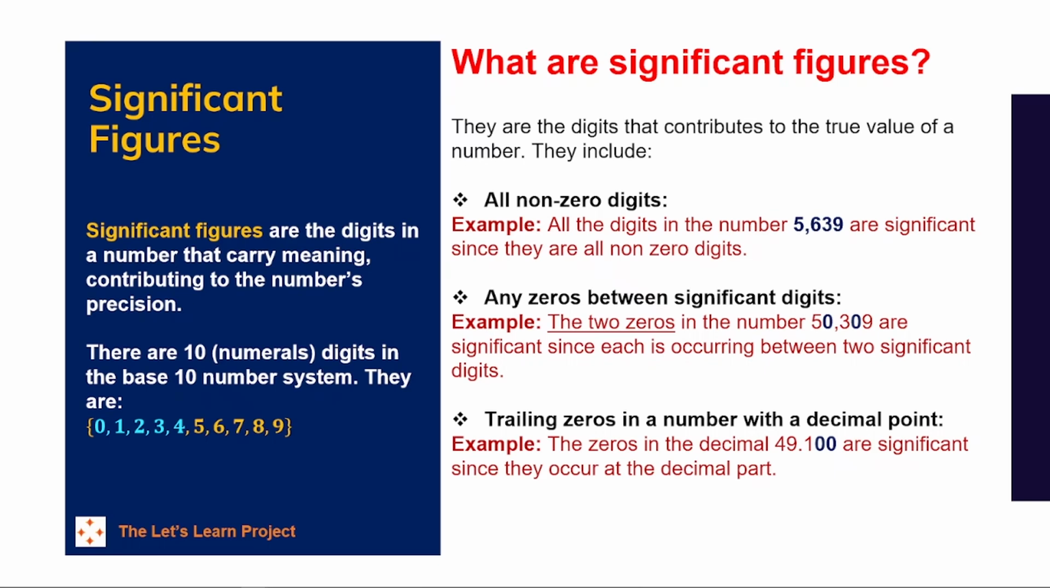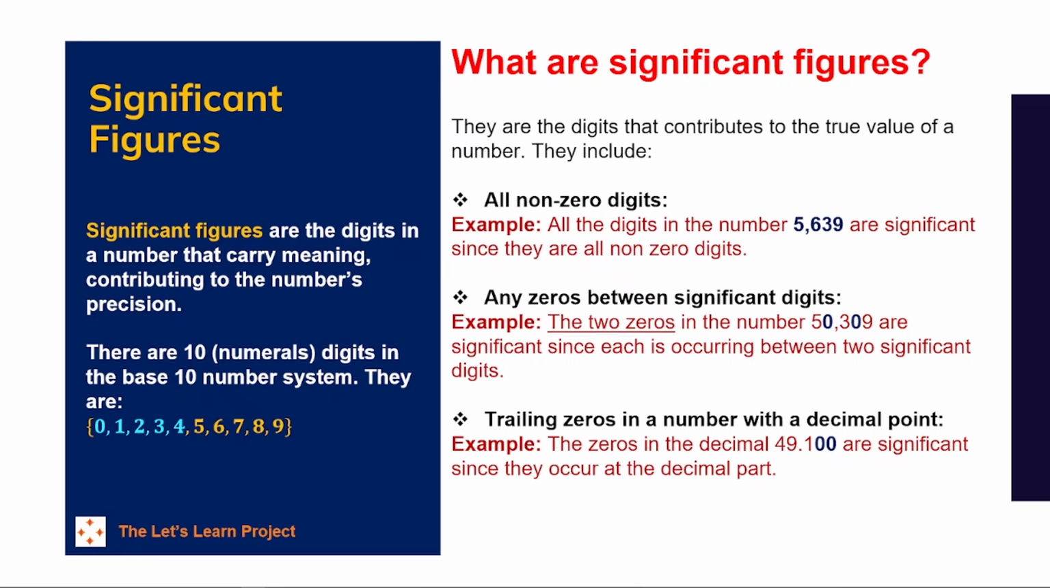So know that when you are expressing a given number to some number of significant figures, and you are rounding off the last significant figure, you have to consider these 10 digits. If the number to the right of the last significant figure is part of 0 to 4, you have to round down. And if it is part of 5 to 9, you have to round up.